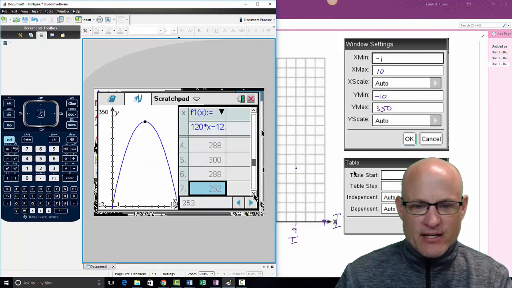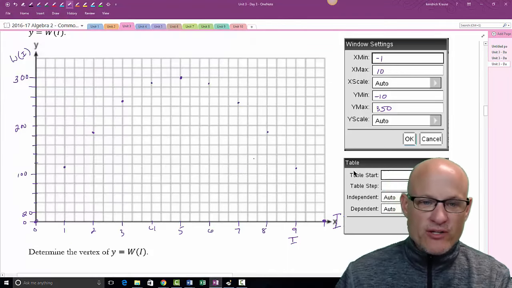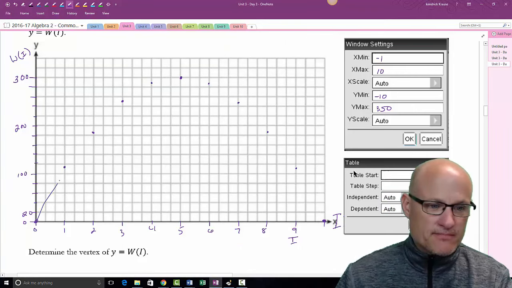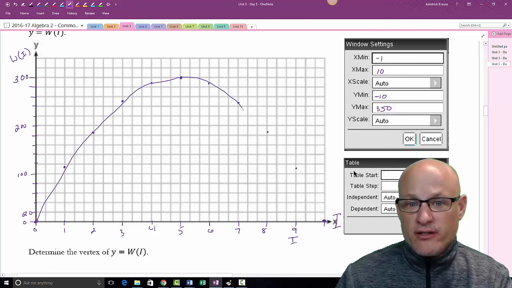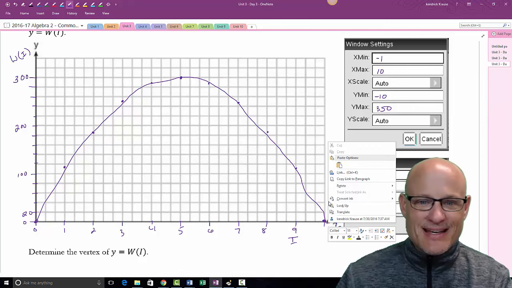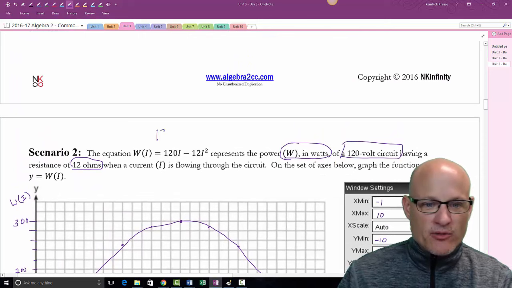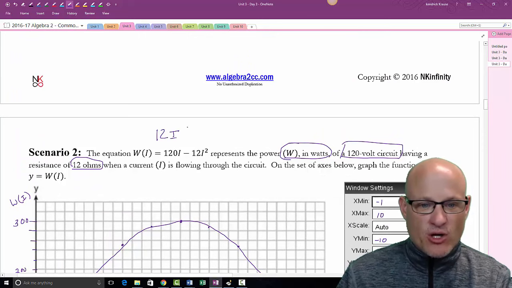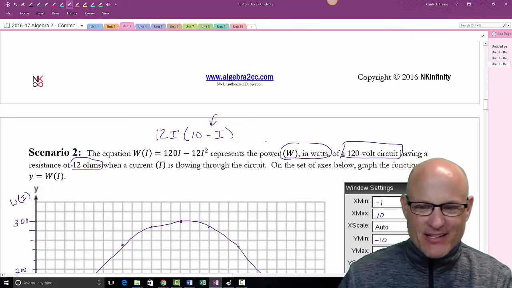And let's verify at 10 that it was 0. Ah, there it is. 10 and 0. By the way, the reason all those smarty pants knew that it was going to be 10 is because if I come up here and take out a GCF of 12I, we're going to be doing this tomorrow, I'm left with 10 minus I. So at 10, that would be 0, so that whole thing would be 0. But that's how I knew.